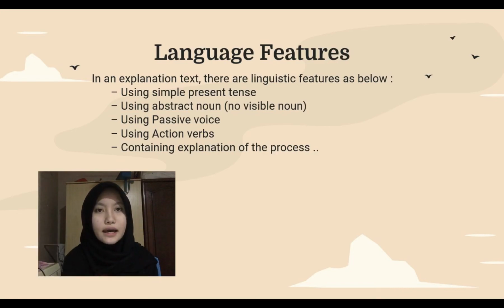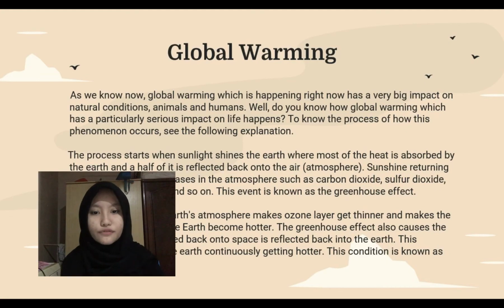As you can see, I have the examples of explanation text. The title is global warming. As we know now, global warming, which is happening right now, has a very big impact on natural conditions, animals, and humans. Well, do you know how global warming, which has a particularly serious impact on life, happens? To know the process of how this phenomenon occurs, see the following explanations.